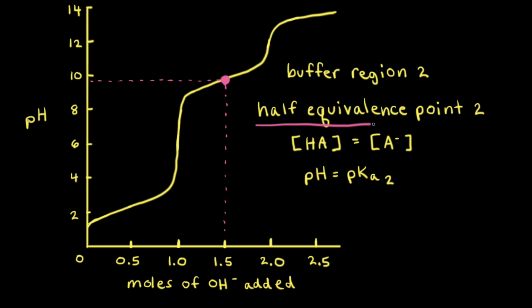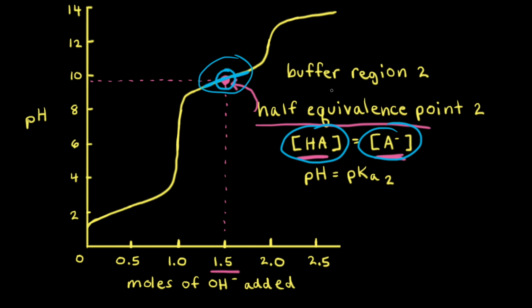Let's look in more detail at half equivalence point 2, which is right here on our titration curve after we've added 1.5 moles of hydroxide anions. Since we've neutralized half of the HA that was present at equivalence point 1, now the concentration of HA is equal to the concentration of A-. And since we have significant amounts of both the weak acid and its conjugate base, we have a buffer present in the region around half equivalence point 2. So we can see the pH is changing very slowly in this region around the half equivalence point as hydroxide anions are added. And so this represents buffer region 2.